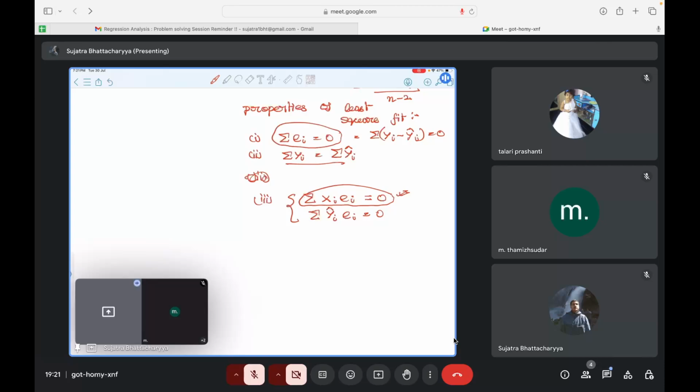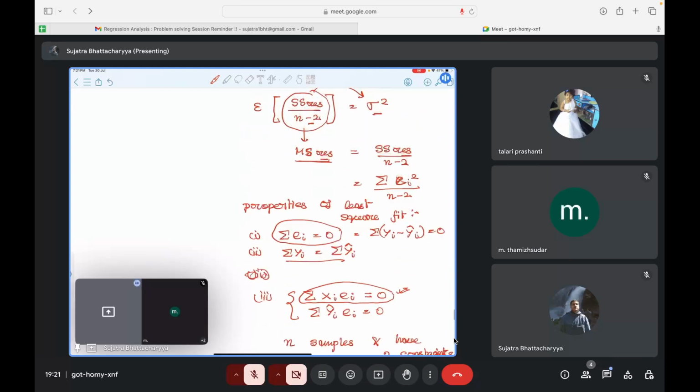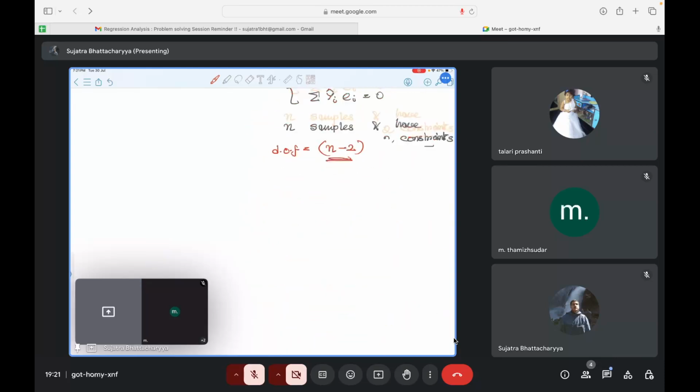So whenever you calculate the degrees of freedom from the number of samples, if you have constraints, you have to subtract them. So if you have n samples and have two constraints like this, that summation ei is 0 and summation xi ei is equal to 0, therefore, degrees of freedom becomes n minus 2. So now the number we are dividing by is actually the degrees of freedom. Okay. So that's why it is written as this.